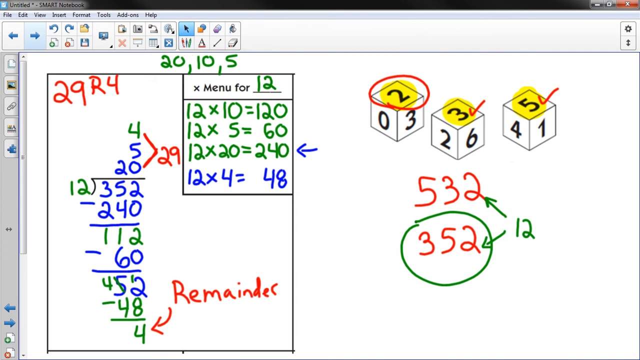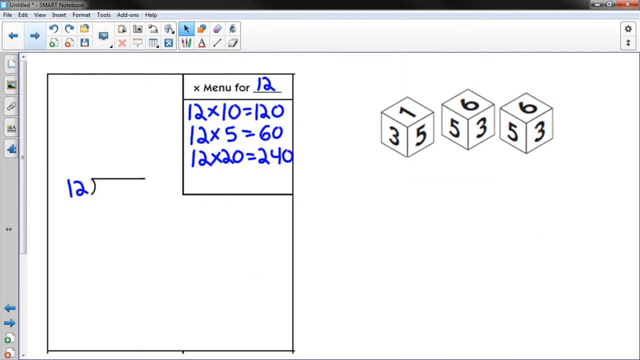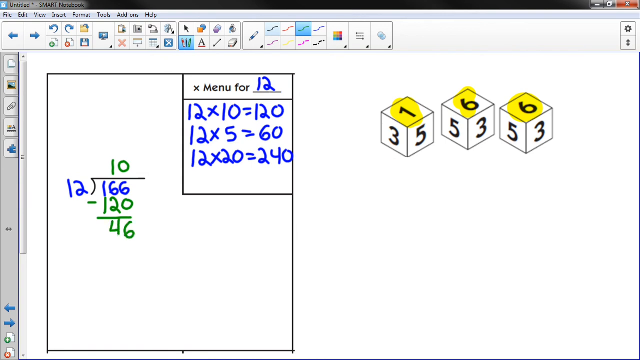The other player has to roll the dice and solve their problem. So let's say they rolled their dice, and they got 1, 6, 6. And actually the order of that sounds pretty good. There might be a chance, so I'm going to write 1, 6, 6 here. And I'm going to see which problem in my menu could get me close to 166. I like the 12 times 10, that's easy, so I'm going to put a 10 here. That's 120, 6, and 46.